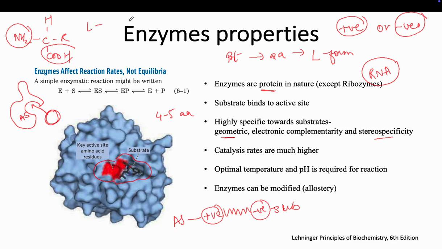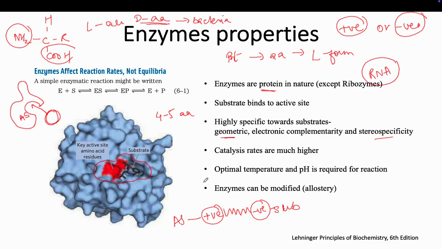There are L forms of amino acids and there are D forms also. But in nature, or in humans, we have only the L form of amino acids. All the animals have the L form. The D form of amino acid is only found in bacteria. So bacteria have both L and D forms, but all mammals and vertebrates have the L form of amino acids.